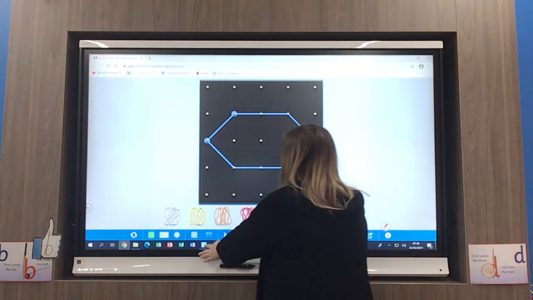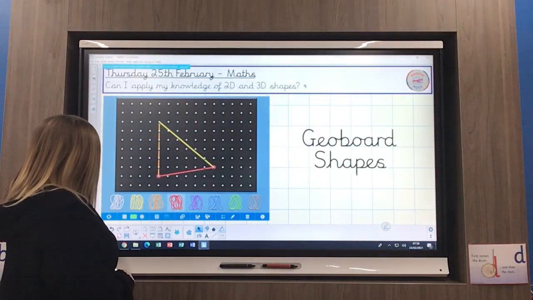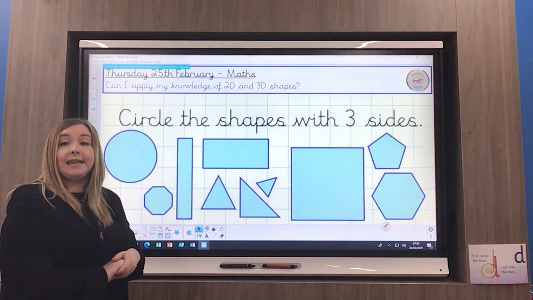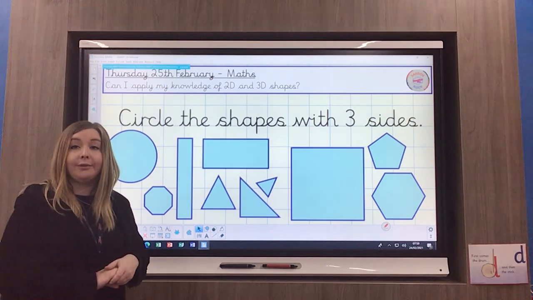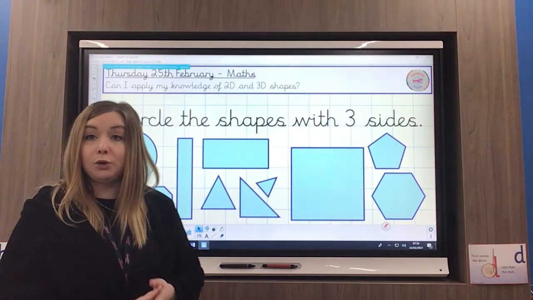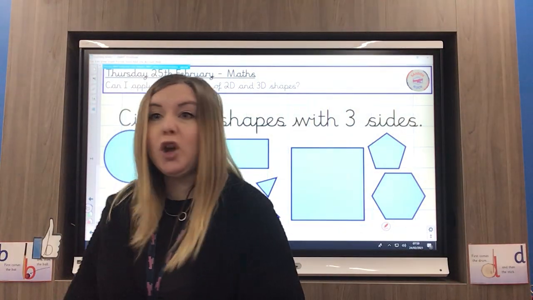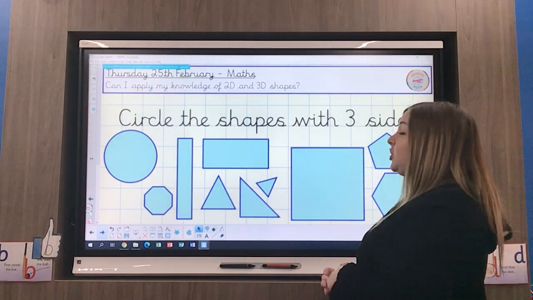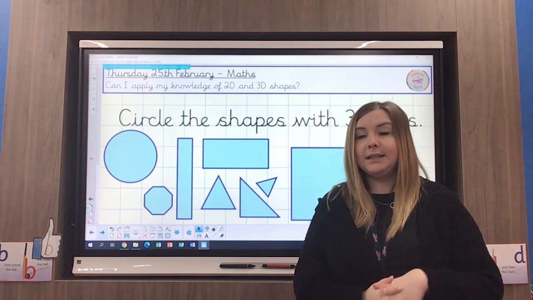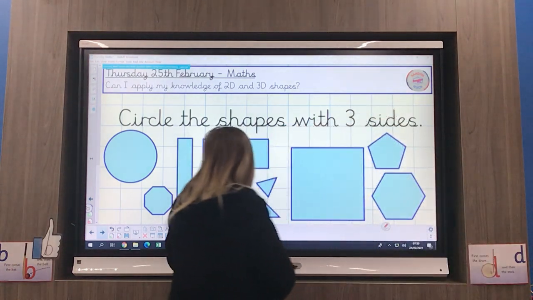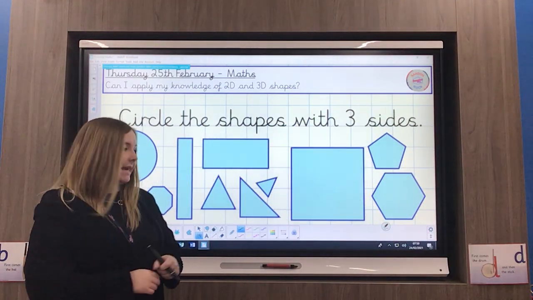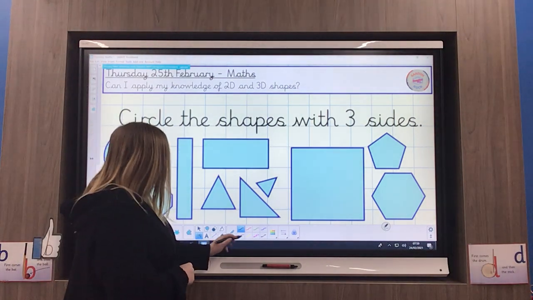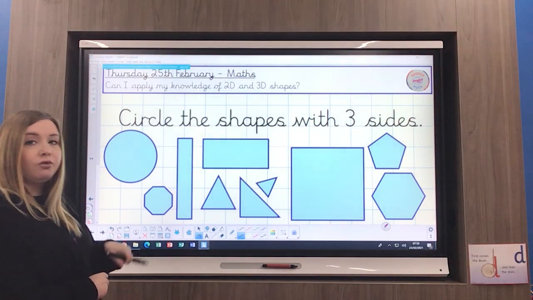Okay. So, for today's learning then, Year 4, your learning question says, can I apply my knowledge of 2D and 3D shapes? So we've done lots on shapes already. Today's our chance to show that off. And it's asking you to circle the shapes with 3 sides. So I've got to look for any shape that's got 3 sides, and we call a 3-sided shape a triangle, don't we?